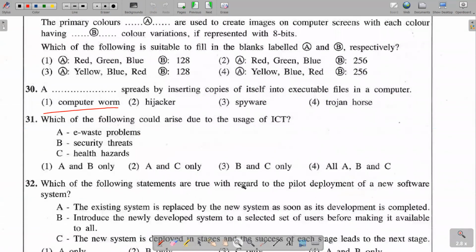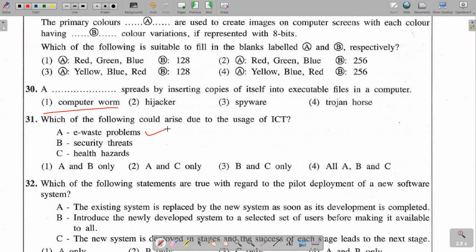Yes, I have discussed it in the previous class as well. Spreads by inserting copies of itself into executable files in a computer. That's a computer worm. Not the hijacker, not the spyware, not the Trojan horse. 31. Which of the following could arise due to the usage of ICT? Yes, due to the usage of ICT.